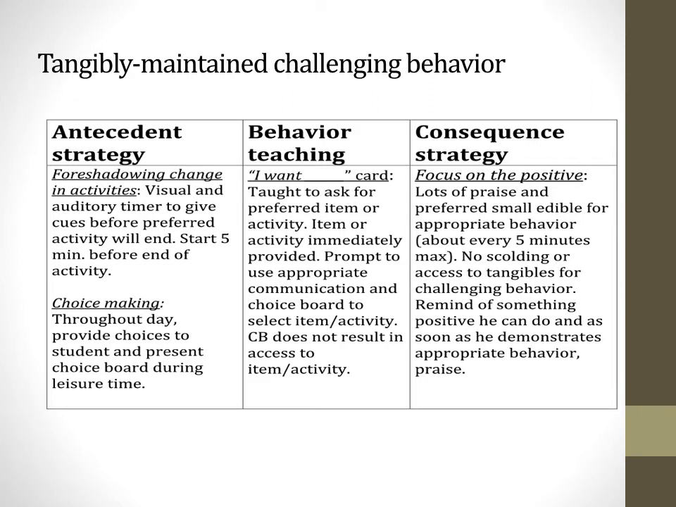Another example, if the problem behavior is maintained to gain something, then for antecedent strategy, you can provide a list of choices of preferred items, or you can directly teach using some direct teaching strategy like a communication card or priming something. And then the consequence strategy can be positive reinforcement, such things.